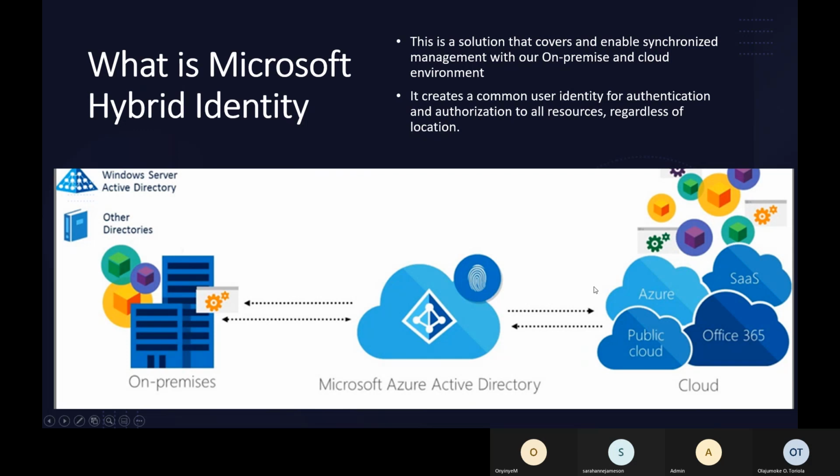So what it does is create a common user identity for authentication and authorization to all resources, regardless of the location. Remember what I said about an identity provider. Identity, like we described last week, is anything that allows you to authenticate to access a resource by the use of a username and password. For every one of those activities you carry out, there is an identity provider that is going to authenticate or approve the authentication and then give you authorization.